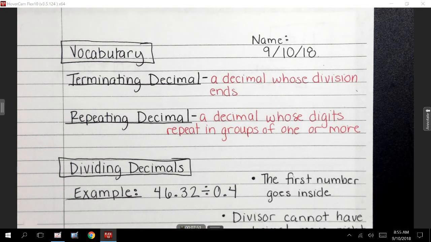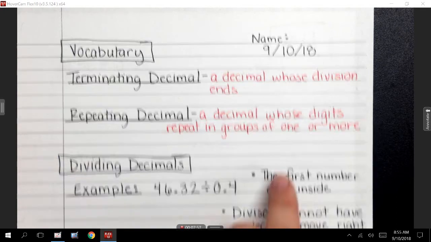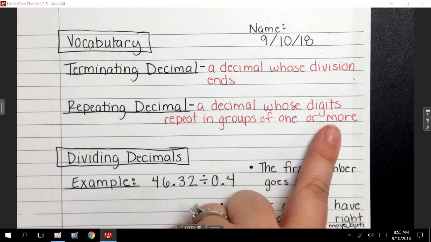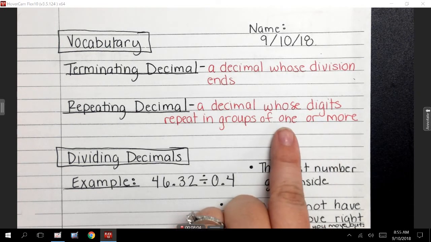So in what we just saw, it was an 8. It was 0.888888888. So in that case, was it repeating in a group of 1 or in a group of more than 1? It was just 1 because it was just that one digit, right? It was just the 8 that was repeating over and over and over again.